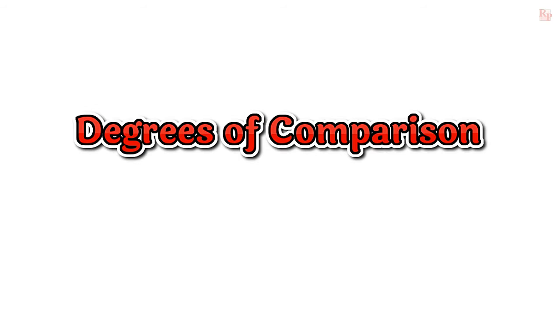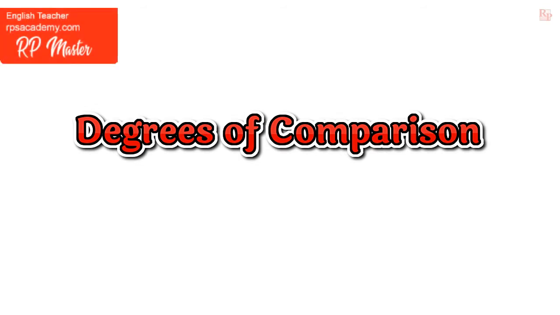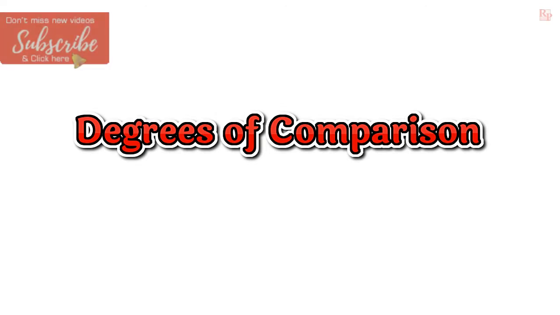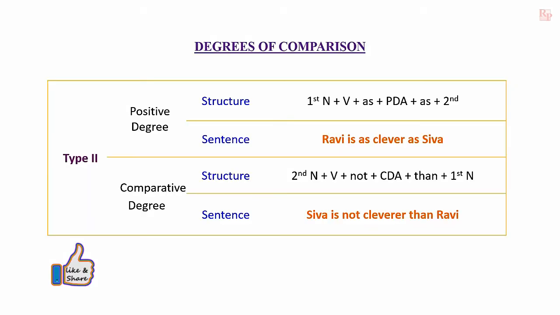In the previous video, we came to know how to change sentences from comparative degree to positive degree. Now let us know how to change sentences from positive degree to comparative degree. Here it is the second type of changing degrees of comparison. The sentence is given in positive degree.